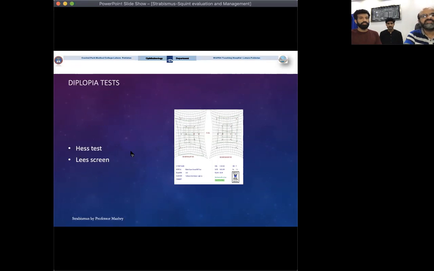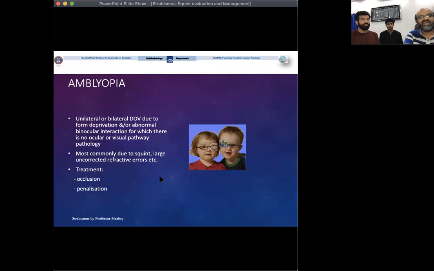Then there is the Hess test, in which again red-green goggles and red-green targets are used to dissociate the eyes. On a board the targets are displayed at different positions of gaze, and the patient has a kind of torch in his hand to follow that target with the pointer. The observer records all that response on a piece of paper. That is known as the Hess test or Hess chart. Similarly, there is the lees screen in which a mirror is used, but the principle remains the same. And again, the principle of the Hess test is dissociation. So remember it.